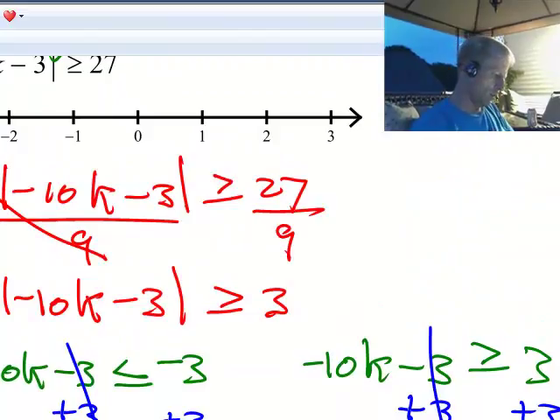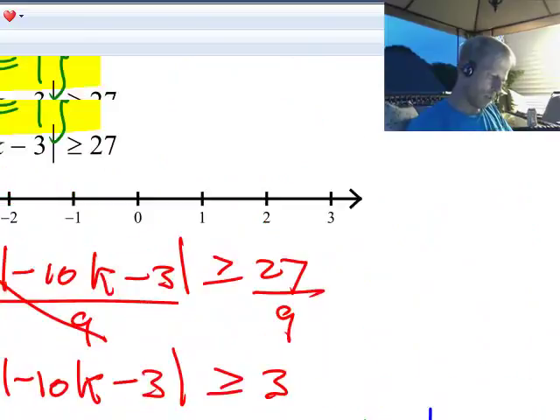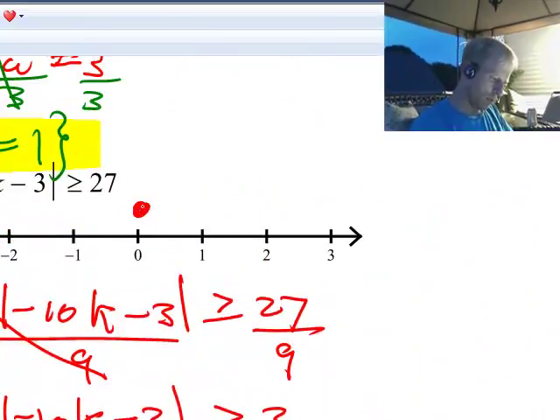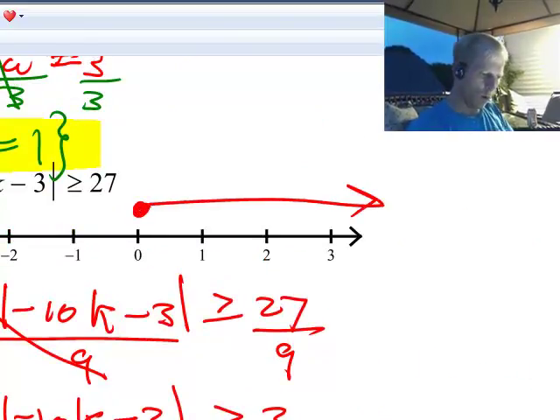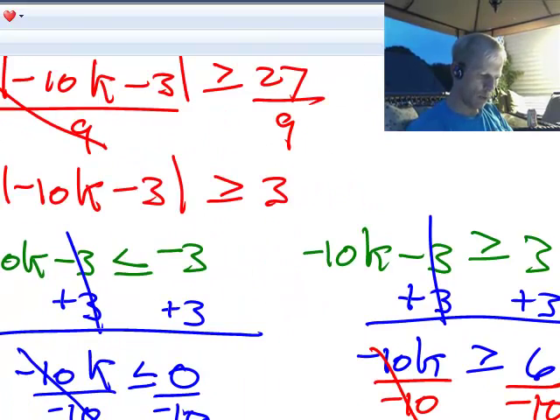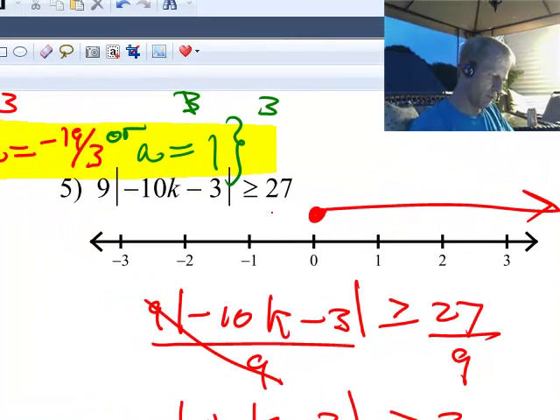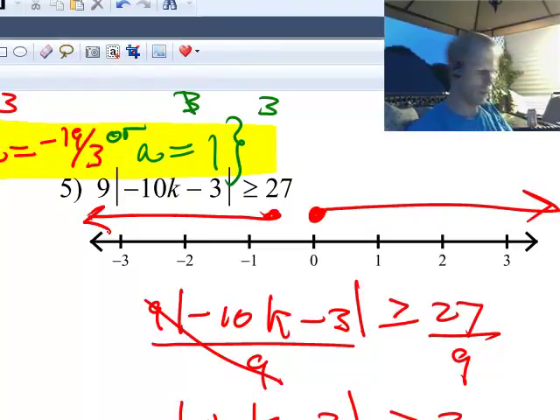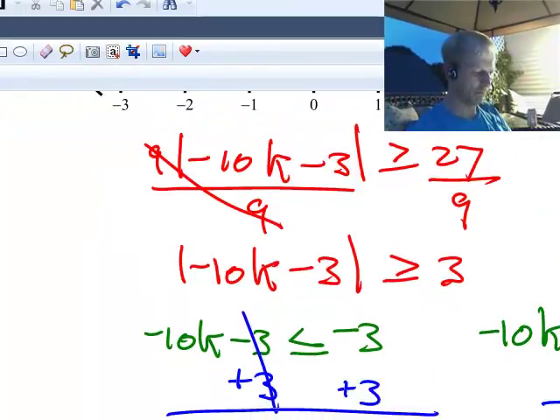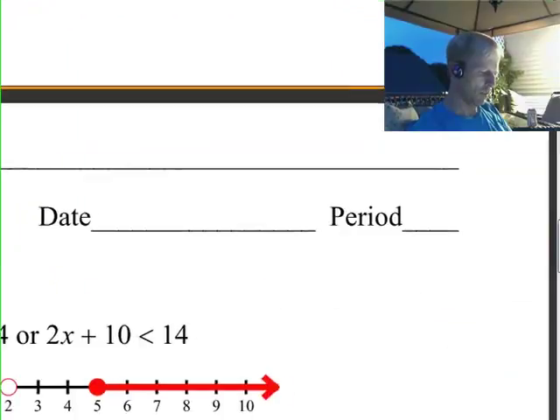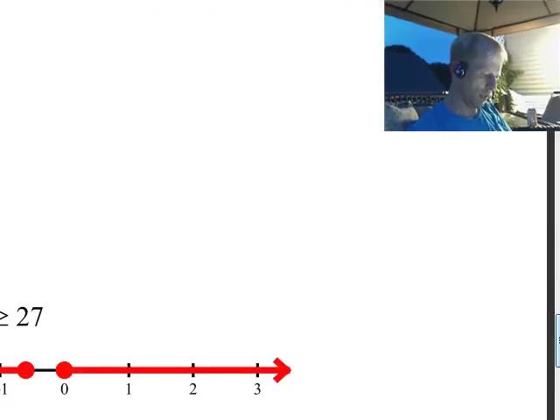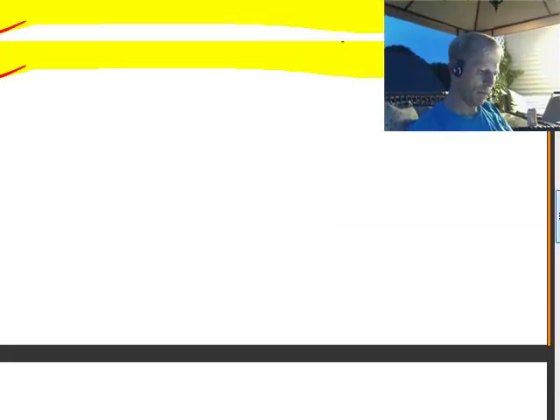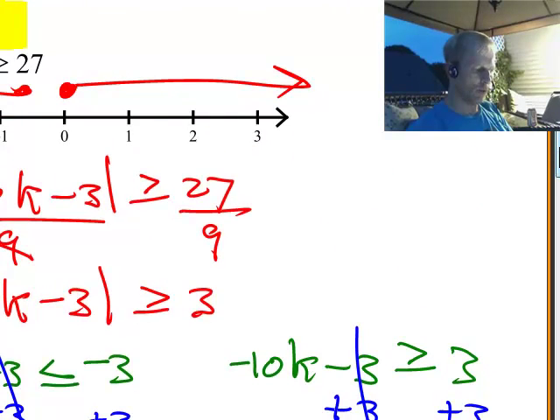So I'm going to do greater than or equal to 0, or less than or equal to negative 3/5. Just going to look something like that. Let me just double check to make sure I got that right. Yep, I did.